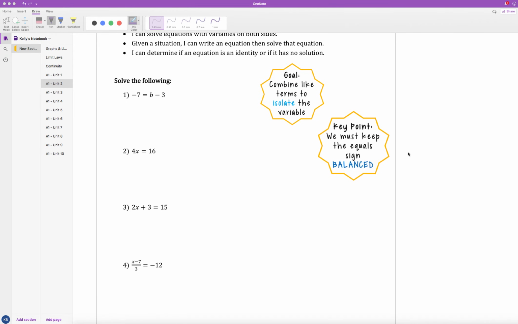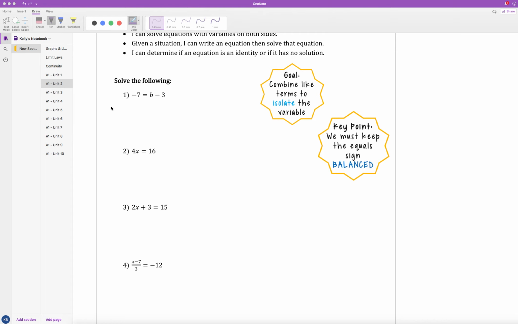So our first example says -7 equals b minus 3, and the instructions for all of these say solve the following. A couple of goals and key points I want to continue to remind us about: when I have an equation I'm trying to solve for a variable, my goal is to combine like terms to isolate that variable. And remember, since we're working with an equation, we have to keep it balanced, meaning whatever I do to one side of the equation, I have to do to the other as well, so that the equal sign stays balanced.